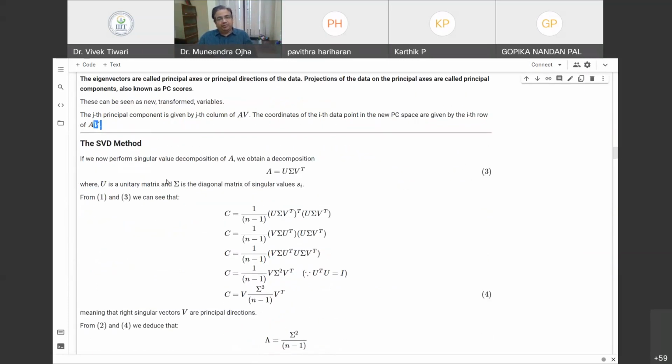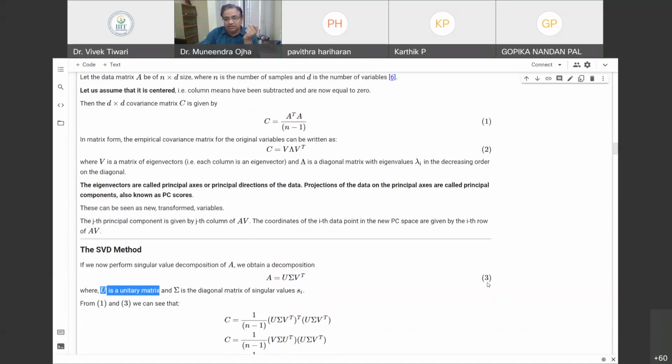The second way of performing principal component analysis is SVD, in which we take the help of the singular value decomposition method that we had studied previously. Now let's see how we do that. We perform a singular value decomposition of A. A is decomposed into U sigma V transpose. U is a unitary matrix, sigma is a diagonal matrix of singular values si. From equations 1 and 3, we have 1 over here and 3 over here.